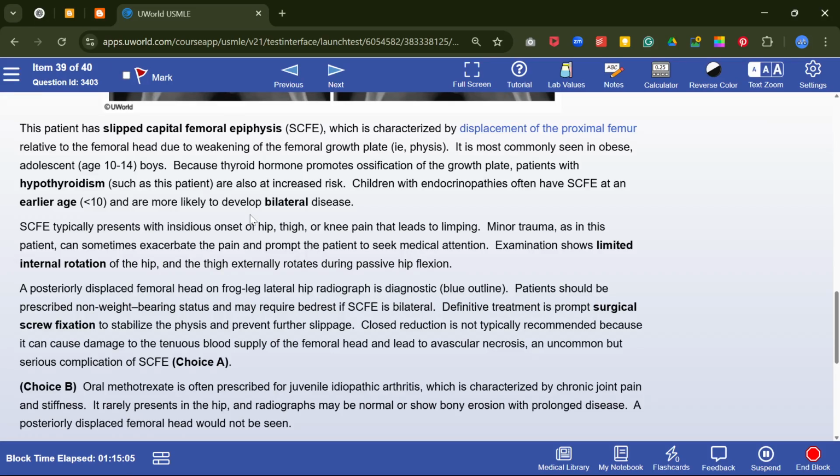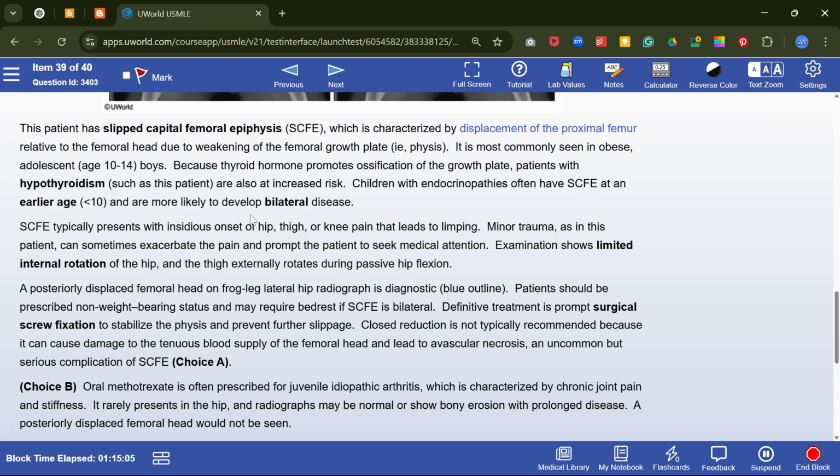This patient has slipped capital femoral epiphysis, which is characterized by displacement of the proximal femur relative to the femoral head due to weakening of the femoral growth plate, the physis. It is commonly seen in obese adolescents, age 10 to 14, because thyroid hormone promotes ossification of the growth plate. Patients with hypothyroidism are also at increased risk.